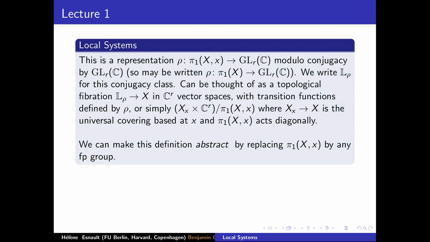It can be thought of as a topological fibration in C-vector spaces with transition functions defined by rho. Or simply, in this construction, we take the fundamental group, which is assigned to the choice of the point x. We look at the product space, which is, not the fundamental group, I apologize, the universal cover times the vector space, and we let pi_1 act diagonally via the representation. That gives a topological space, and we can think of this local system as being this topological space. And this construction can be made abstract in the sense that we can replace pi_1 by any finitely presented group.